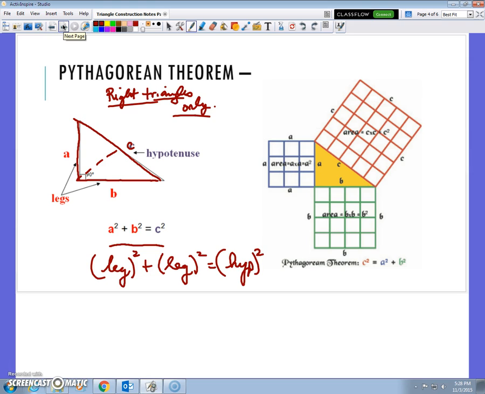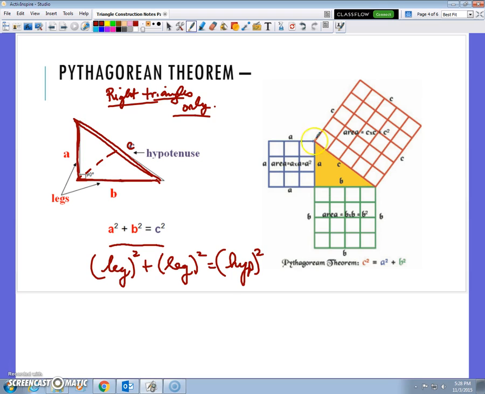Basically the relationship is you take the leg squared plus the leg squared, and it must equal the hypotenuse squared. Every time, no matter what, for all right triangles, it'll always work. It's used for finding the length of a side of a right triangle, only a right triangle though. Now Pythagoras noticed this relationship way back in the day. He's pretty happy about it.